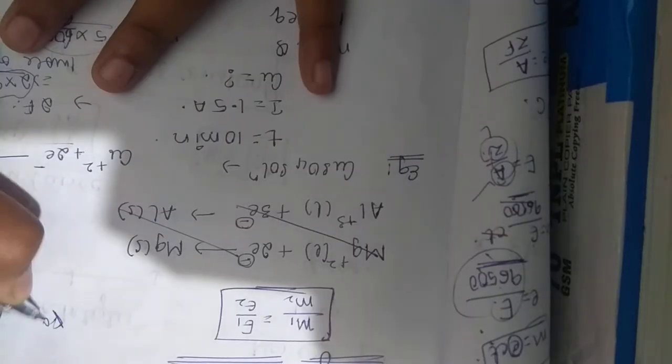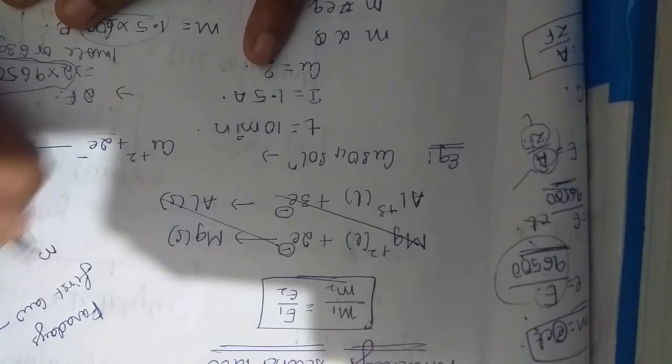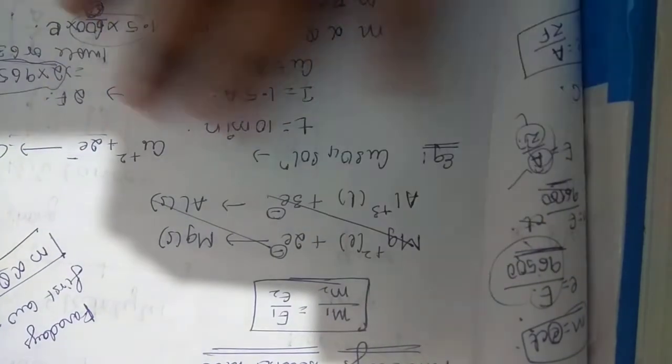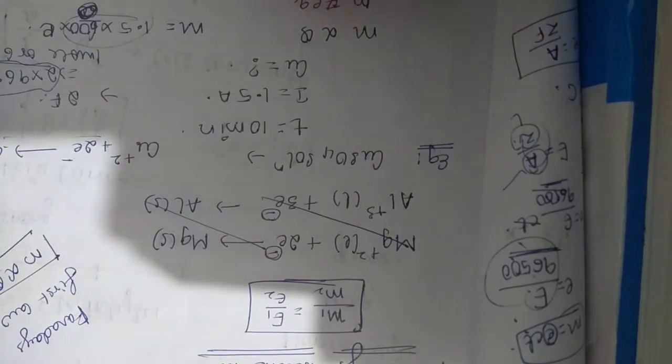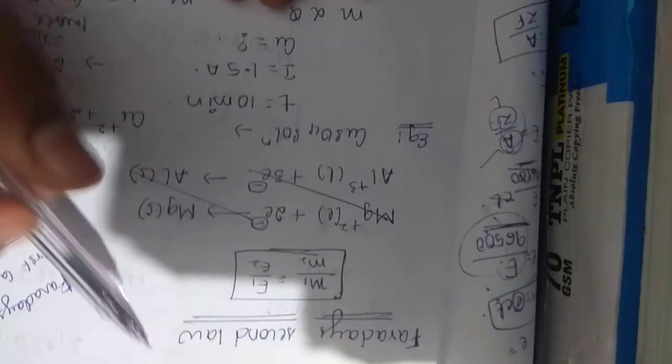What is Faraday's first law? Faraday's first law is M is directly proportional to Q. Remember this, okay? And you can just go on getting the formulas from this Q. Okay. Now we'll go on to Faraday's second law.